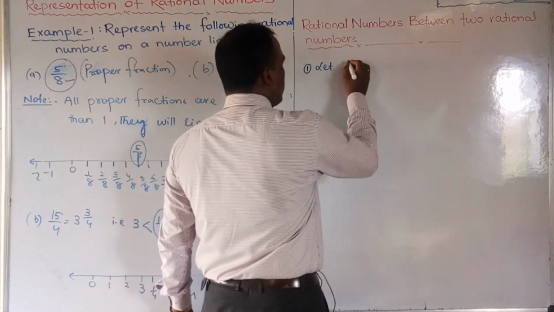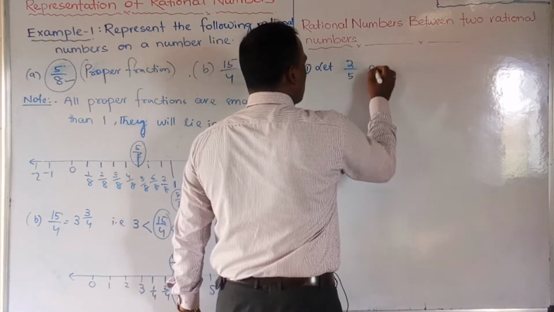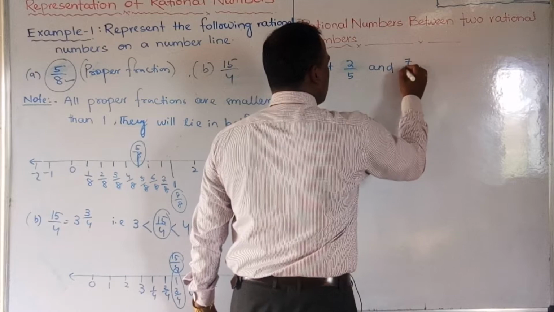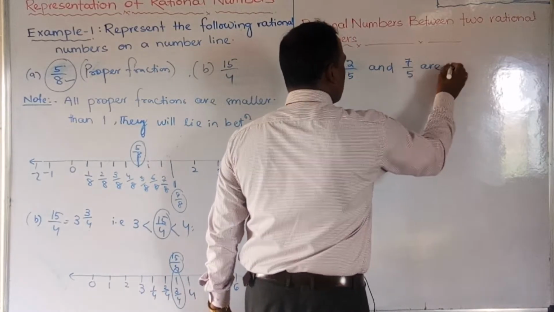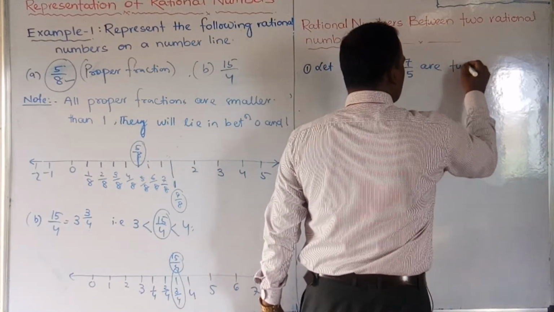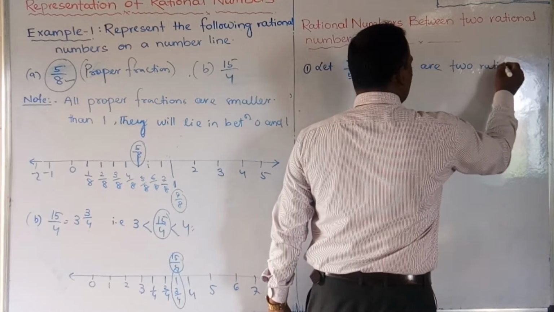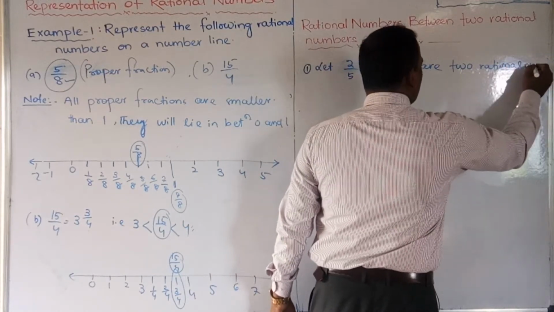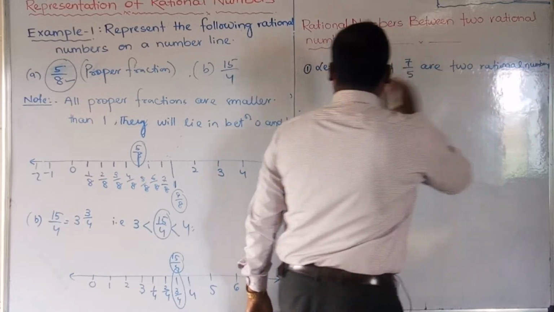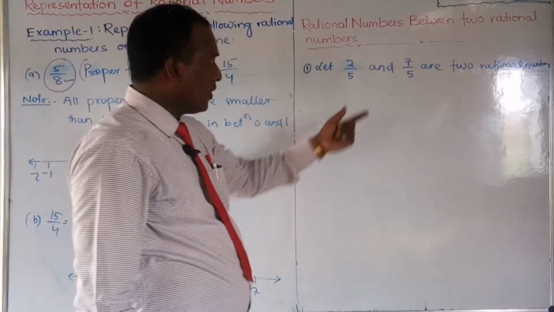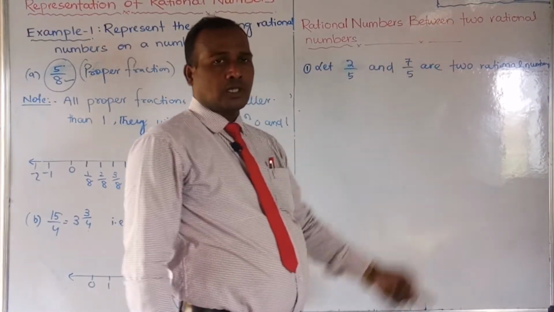Let us take 2 by 5 and 7 by 5 as two rational numbers. Let 2 by 5 and 7 by 5 be the two rational numbers.